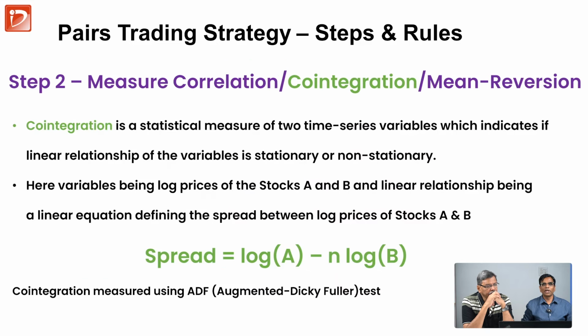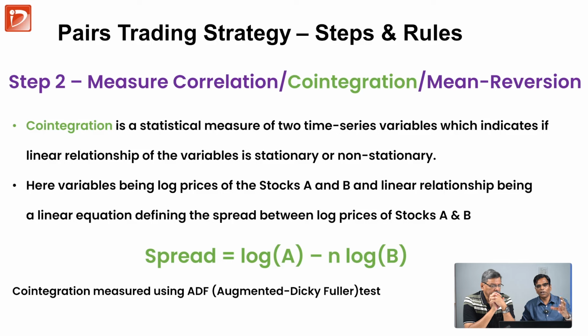Now the next one is cointegration. This can be a little bit of a statistical definition, so please bear with me. Cointegration is a statistical measure of two time series variables. A time series is nothing but price versus time, right? It indicates whether the linear relationship of the variables is stationary or not. In cointegration, we are looking at the spread between two stocks, and whether the relationship of that spread is stationary or not.